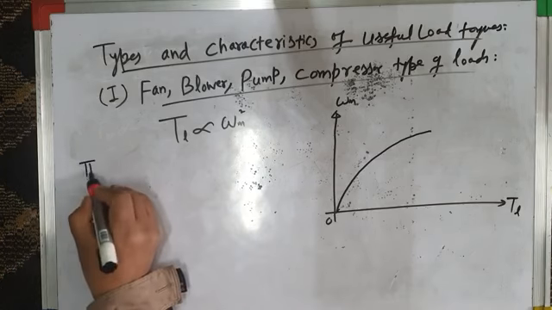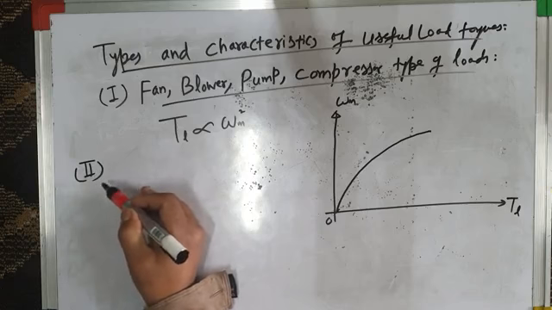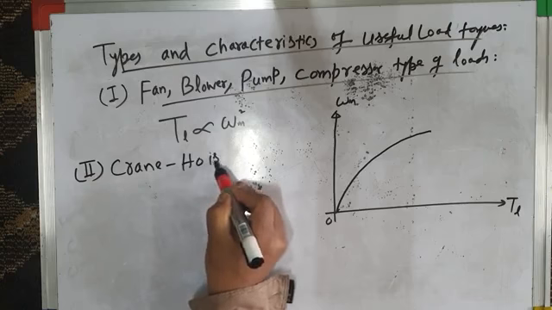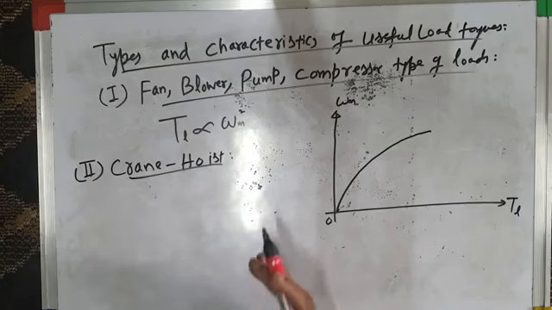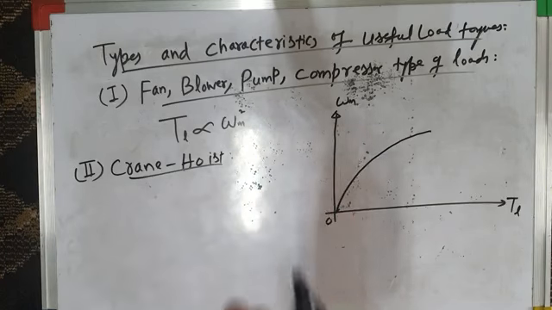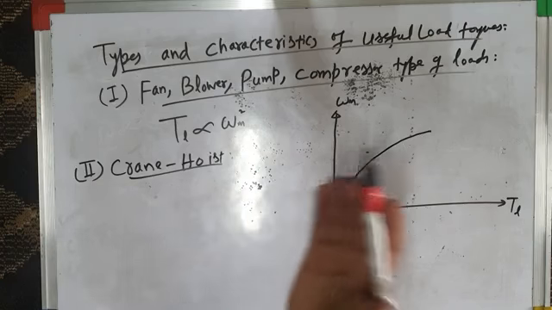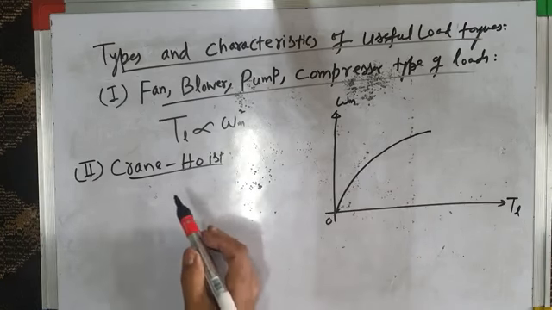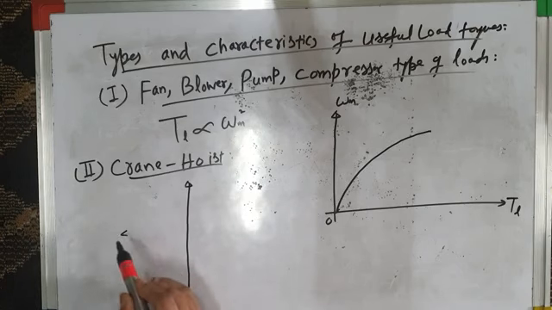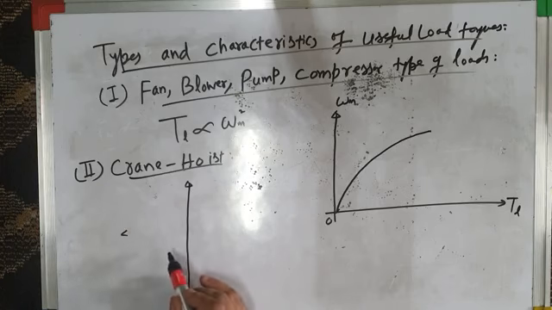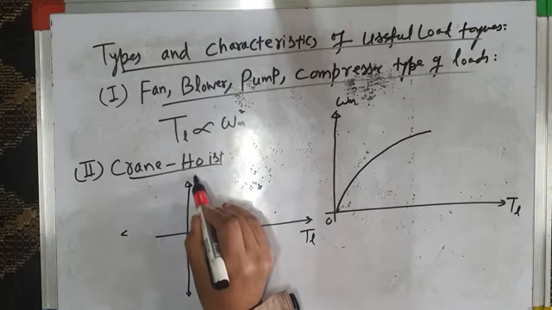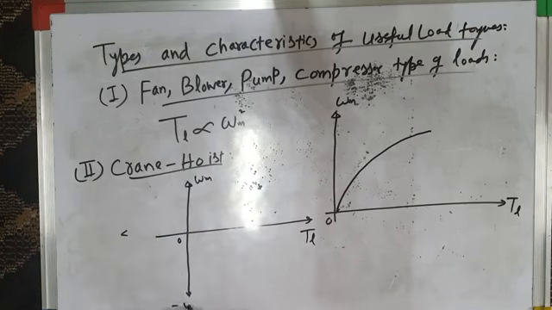one category of load. Second category of load is crane and hoist load. Crane and hoist. The job of a hoist or crane is to lift objects through a certain height, from the ground floor to a certain height. And these types of loads, crane load or hoist type of load, have this type of torque speed characteristics. Let me show the torque speed characteristics. This is the load torque versus speed, and this is minus omega m.